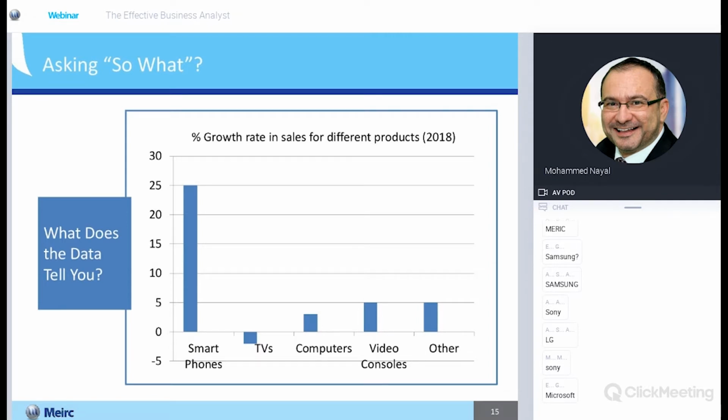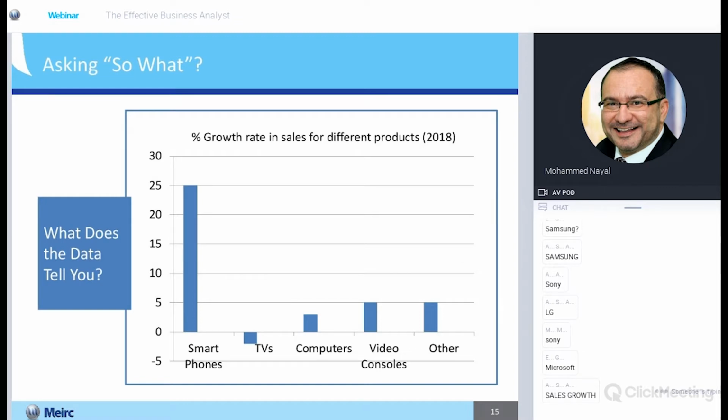But this is actually from an electronics shop. This is a retailer who sells different things. It sells TVs, computers, video consoles, and other things. But you're right, it could be Sony, LG, or whatever. All right, so what does this data tell you? You're a business analyst and you have collected this information. So think a little bit about it and type in your answer.